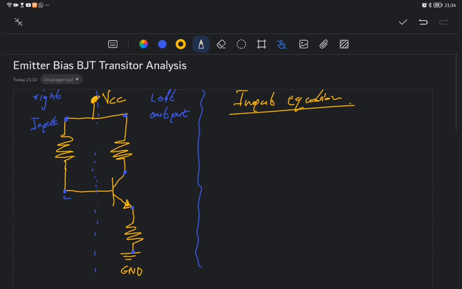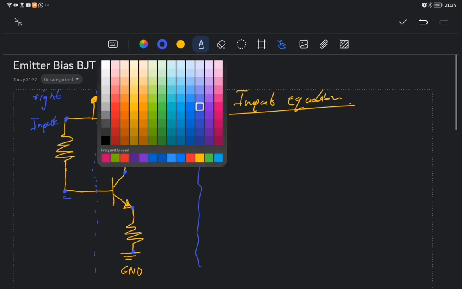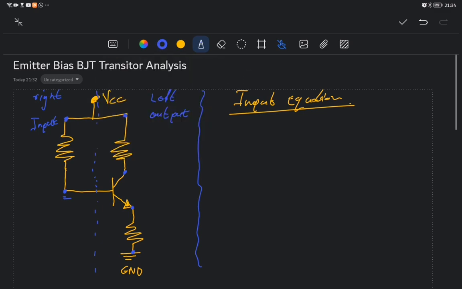But now let's label also even here what we have. You can agree with me that this is RB because it's on the B section. This is RC. And then here it's RE. If you don't agree, go watch the emitter bias video, please. And then this node here is node B. And this node here is node C. And this node here is node E. Because B is the base section, C the collector section, E the emitter section.